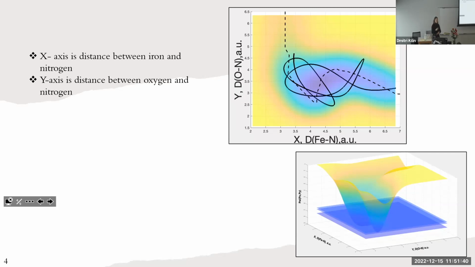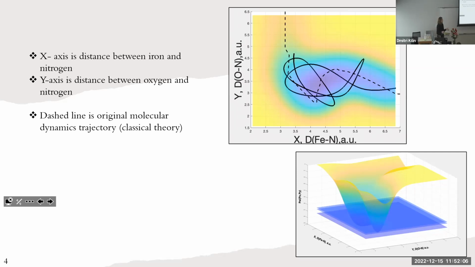So this is a figure that I looked at also in previous years. Braden looked at this as well. There are a couple different things going on in the picture. On the top, the x-axis is the distance between the iron and nitrogen, whereas the y-axis is the distance between oxygen and nitrogen. The dashed line here is the molecular dynamics trajectory. So this is according to classical theory.